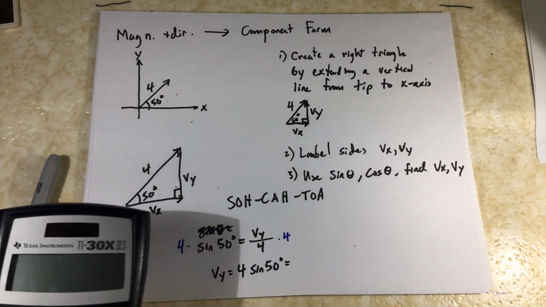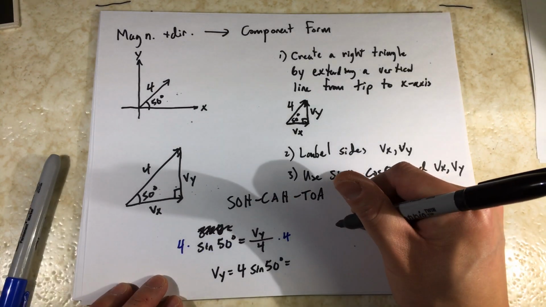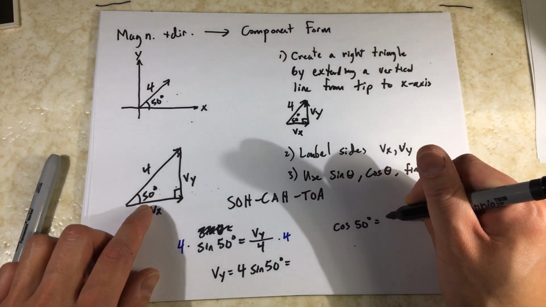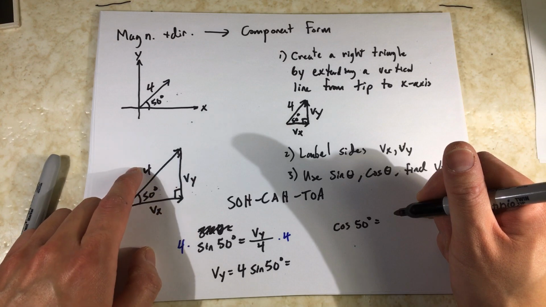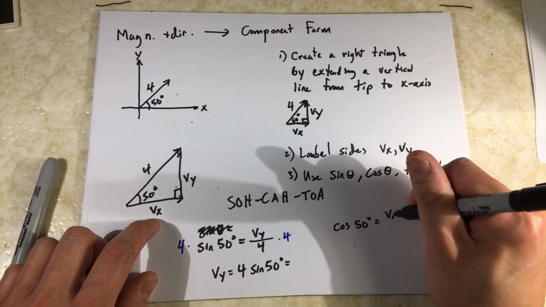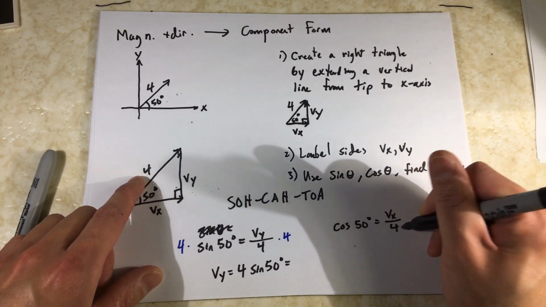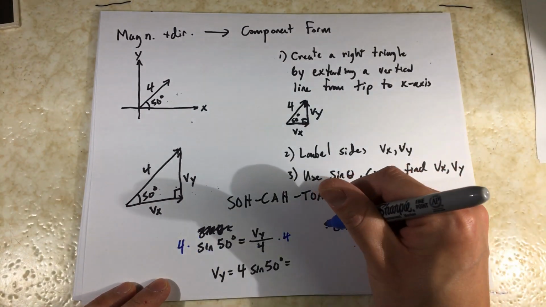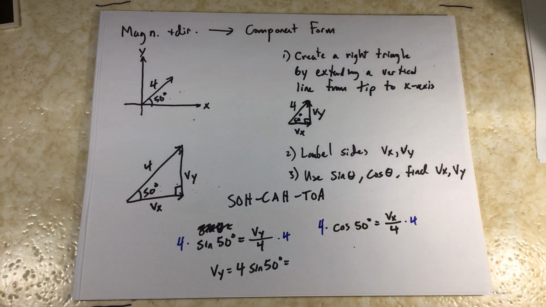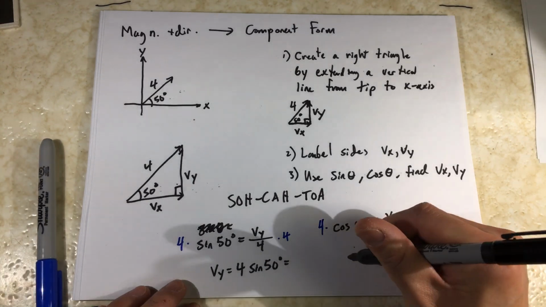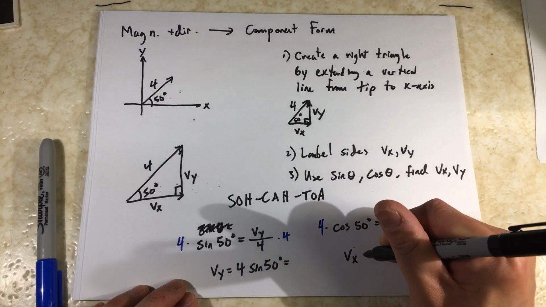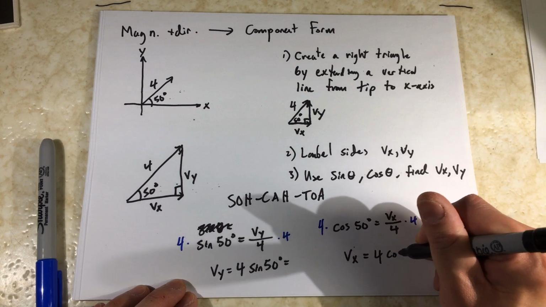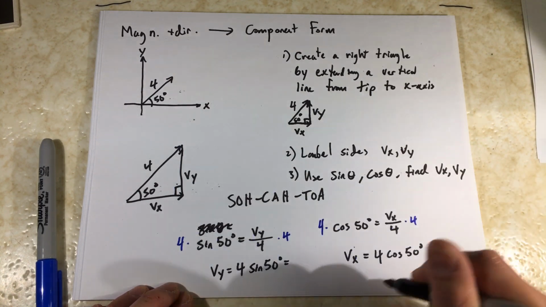All right, let me do the cosine first, and then I'll do that. So cosine of 50 degrees is equal to adjacent over hypotenuse. The adjacent is Vx. The hypotenuse is 4. So again, I multiply both sides by 4, and I get Vx is equal to 4 cosine 50 degrees.